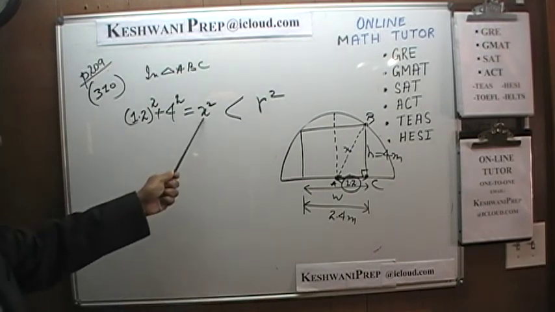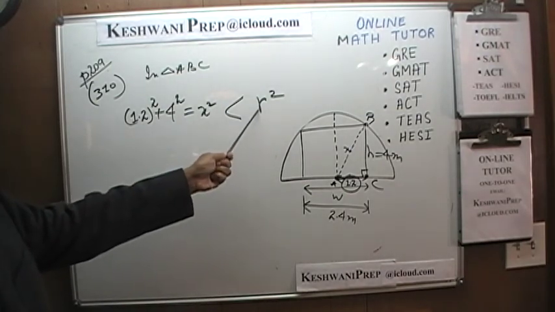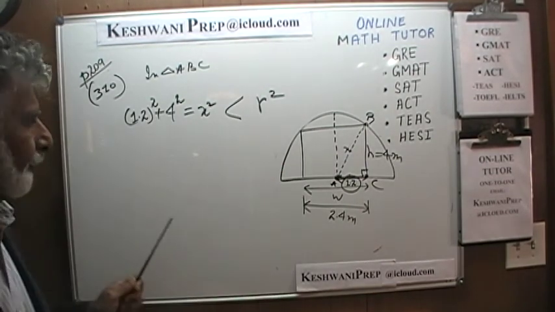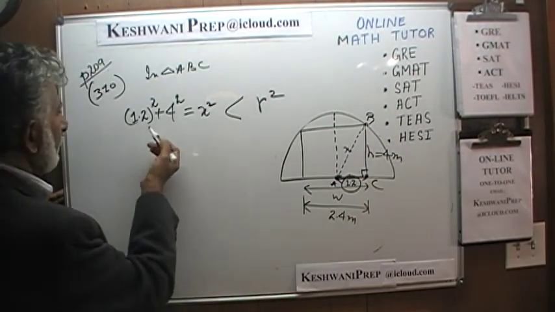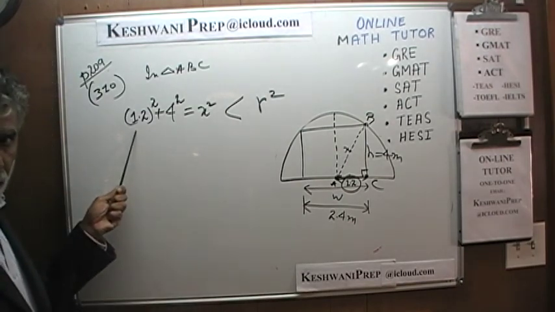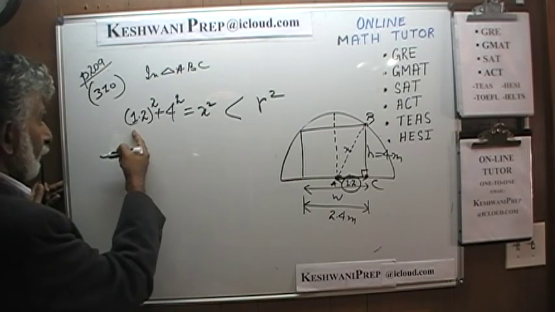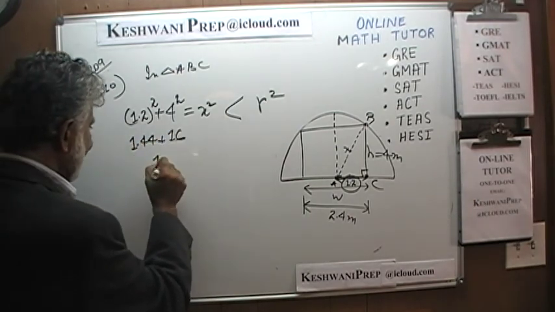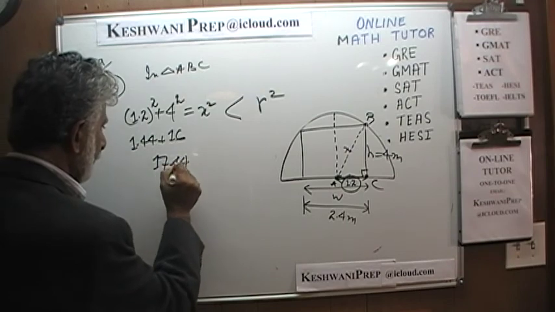As long as that x squared is less than the radius of the tunnel squared, we are fine. It will not touch the wall. Let's find out what it is. So that's 16. We know 12 squared is 144. I hope you know your squares. 12 squared is 144, so 1.2 squared is going to be 1.44, plus 16 is 17.44, which is the x squared.